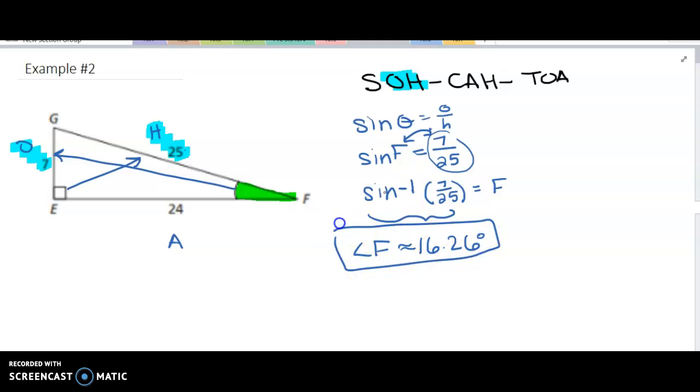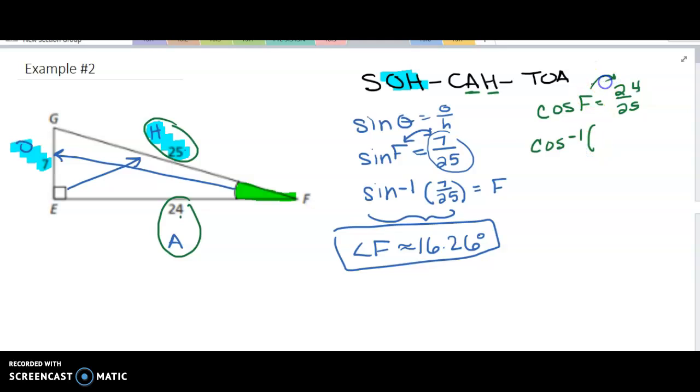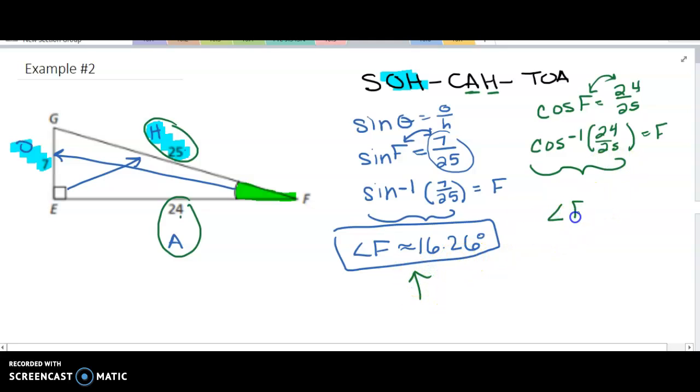Okay, now I want to show you that you could use anything else and you'd get the same thing. So if I used cosine, say I use my adjacent is 24, my hypotenuse is 25. So cosine of angle F is going to equal, well, cosine is always A over H, so 24 over 25. And then when I do the inverse, I'd flip these. Inverse cosine of 24 over 25 equals F. And if you plug this into your calculator, you would get the same exact thing as here. You'd say angle F is roughly 16.26 degrees.